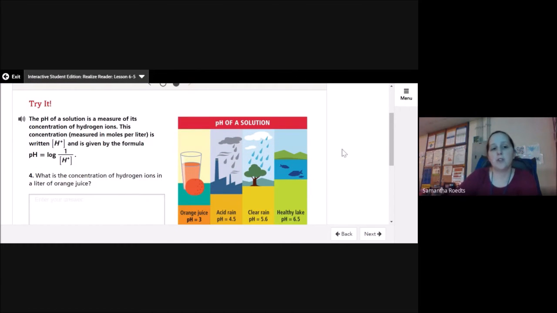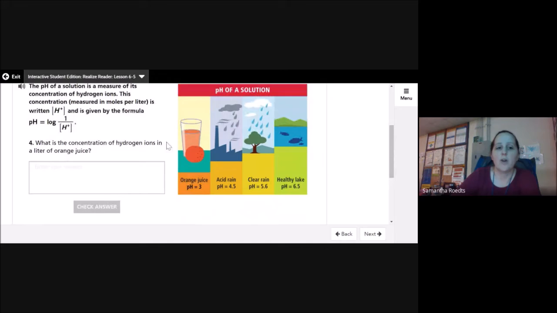All right, so let's try it. The pH of a solution is a measure of its concentration of hydrogen ions. What is the concentration of hydrogen ions in a liter of orange juice? So I have my pH, which is 3. So 3 equals log 1 over H plus. Now I want to solve for my hydrogen ions. So I have 3 equals log 1 minus, remember that's the quotient, log of H hydrogen.